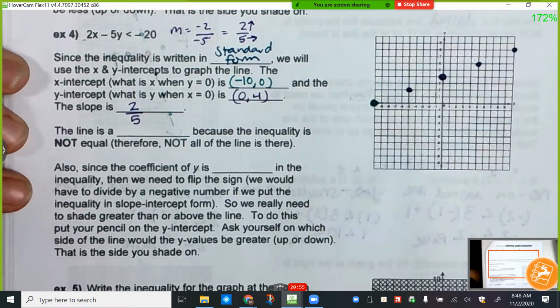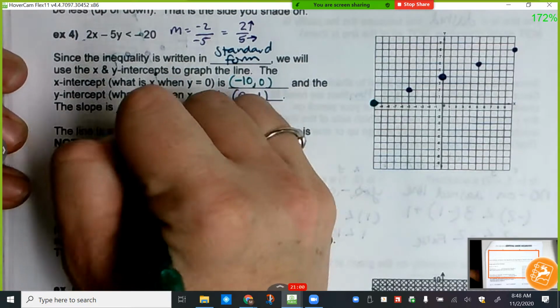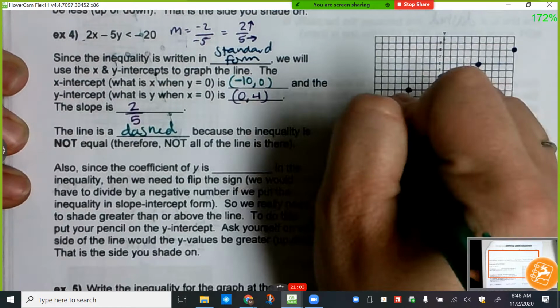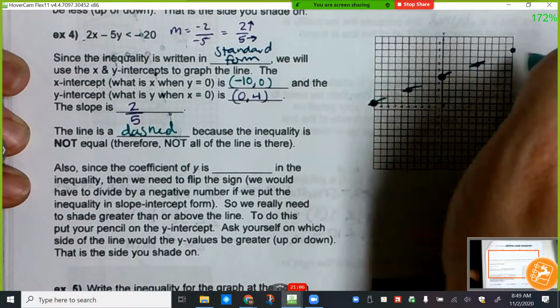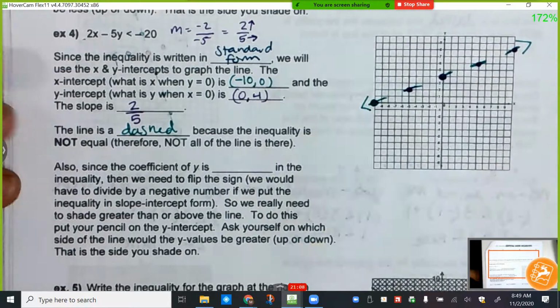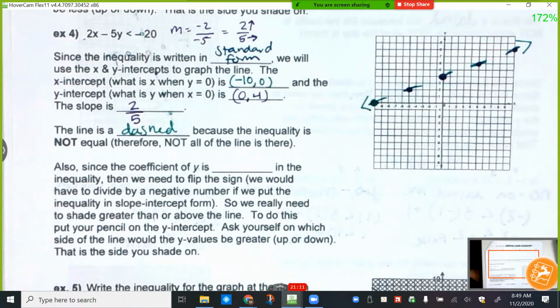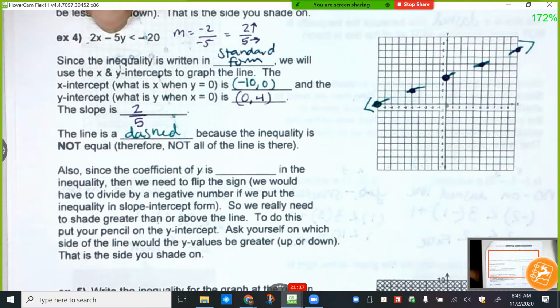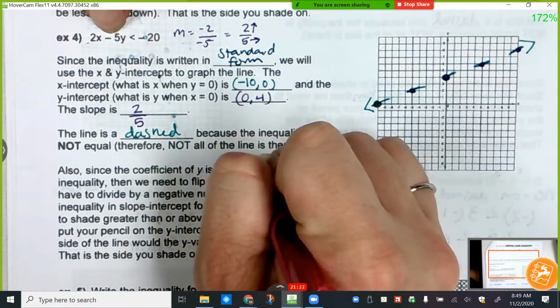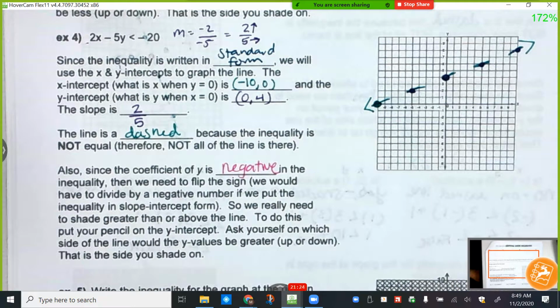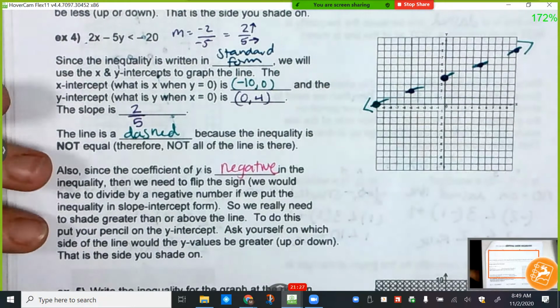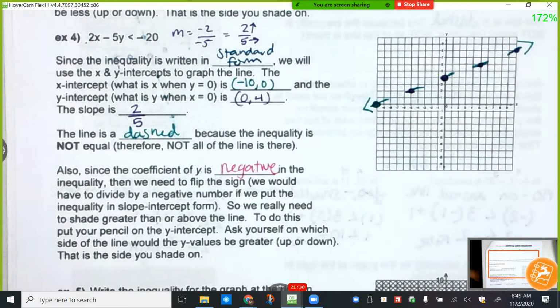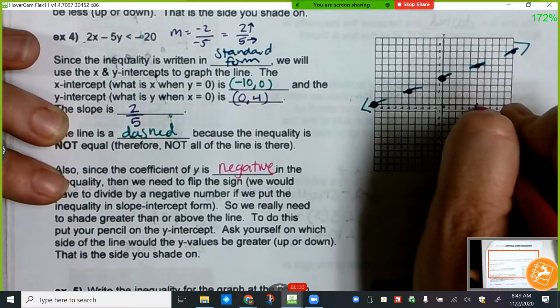Okay, so the line is going to be solid or dashed? Dashed. So we're just going to draw dashes. Now I want you to realize the coefficient of y, is it positive or negative? Negative. So technically here we would have to flip our symbol if we solved, but I just want to test a point. Is 0, 0 on my line? No, but I told you I was going to show you a different point, so we could pick any point. So I'm going to pick this one, 5, 0.